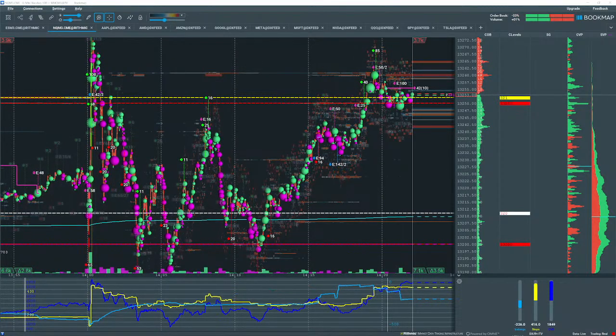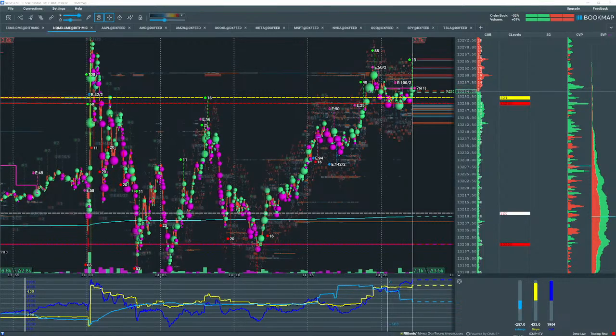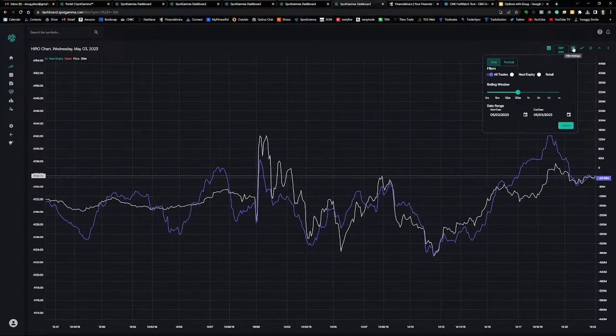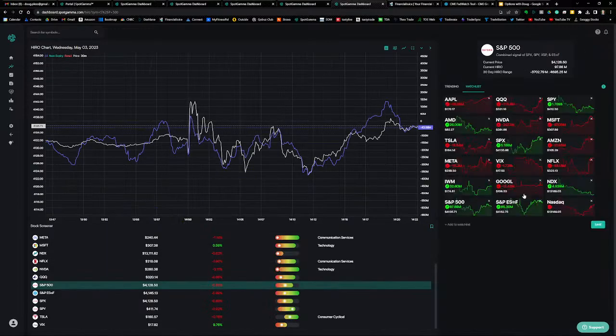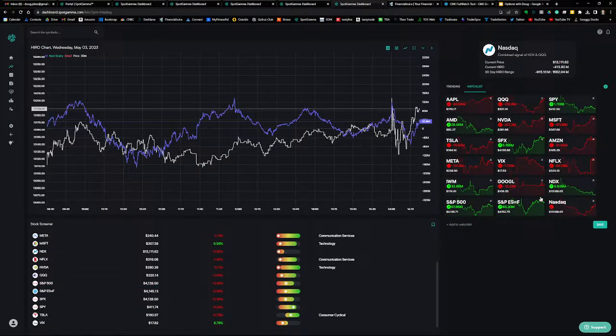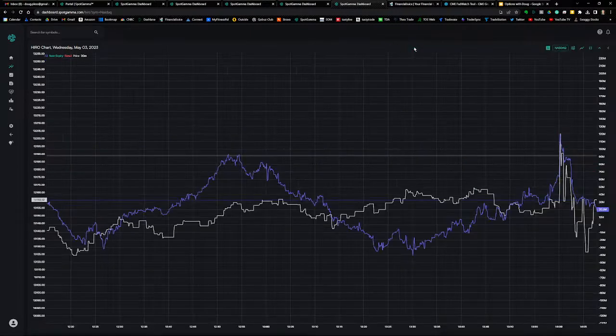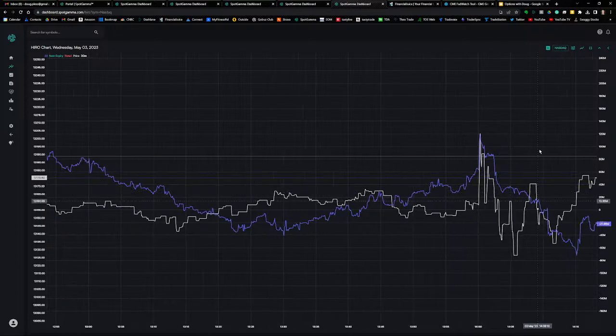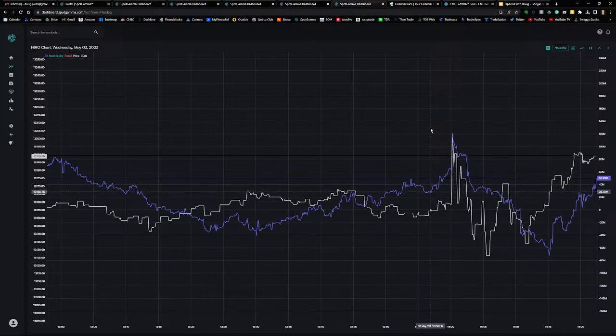Let's take a look at Hero for NASDAQ. And again, we're on a 30-minute look-back period. Go to the NASDAQ signal. And this is not providing as much of a lead effect as the S&P 500 signal.